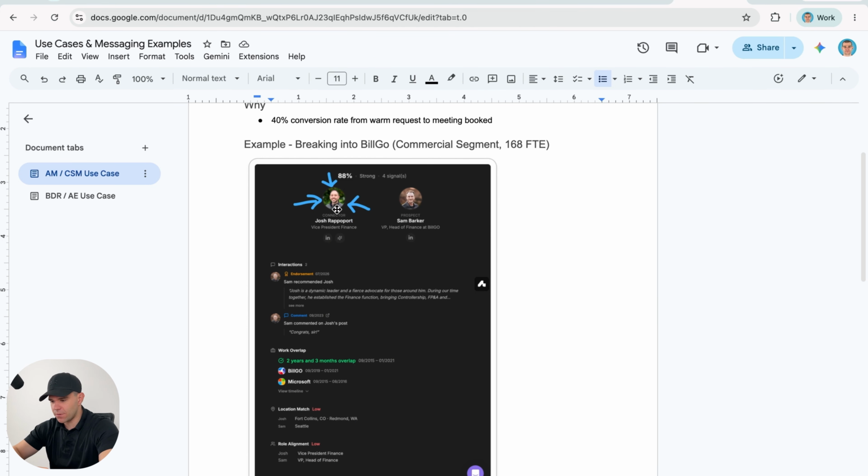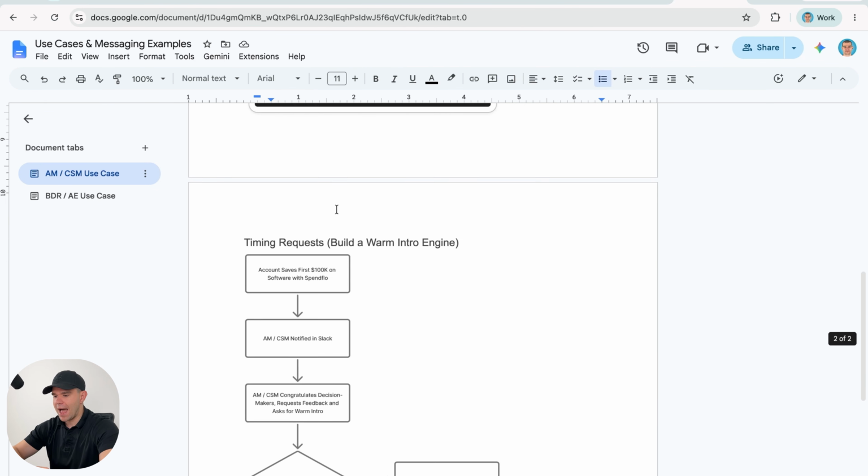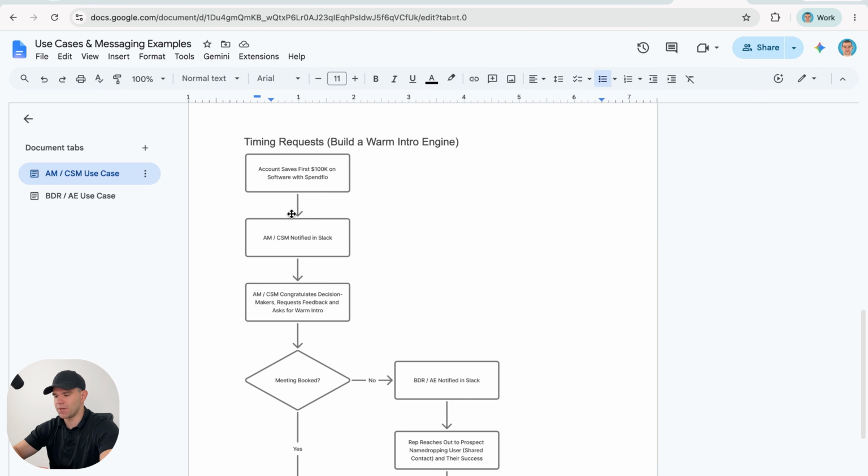And so we can go straight to our customer and ask for the warm intro. And just in terms of how we should time those intros, you need to adapt to the customer lifecycle. So we can think about Spendflo. They help companies save money through centralizing and bringing structure and order to procurement.